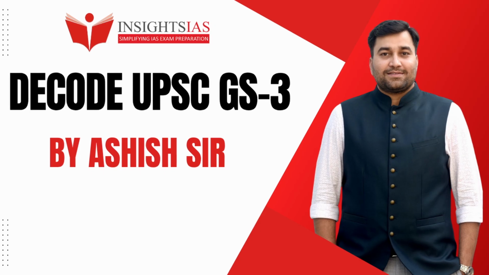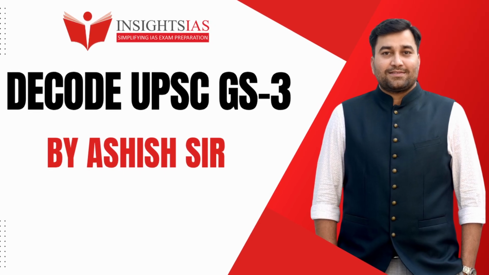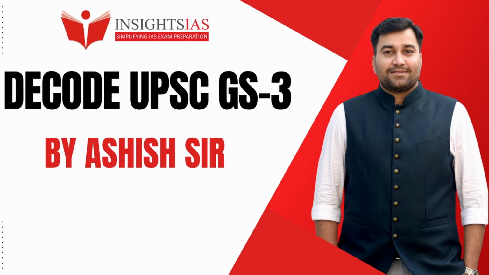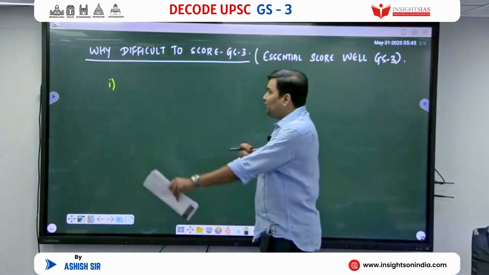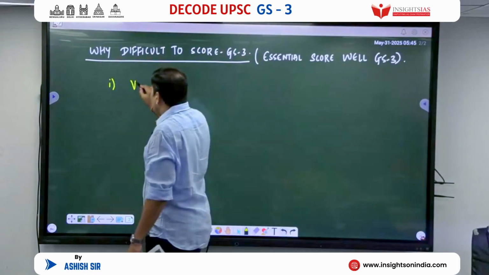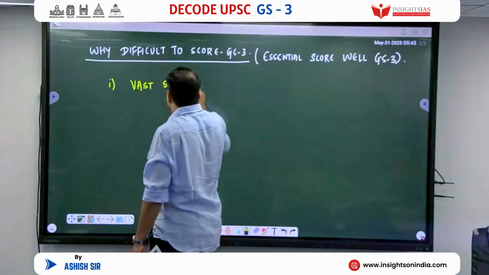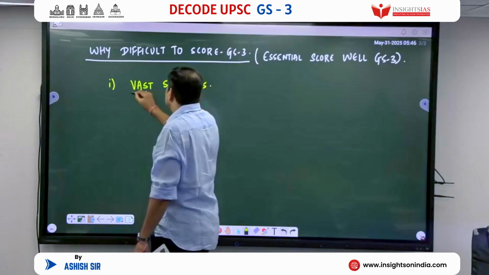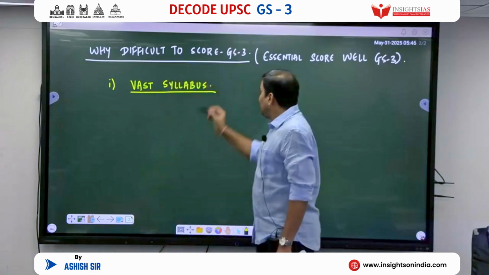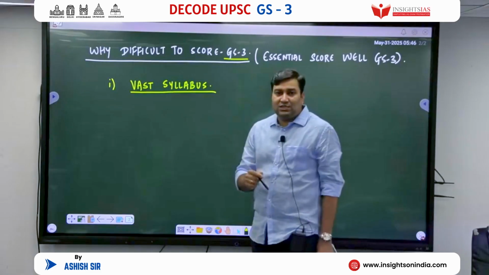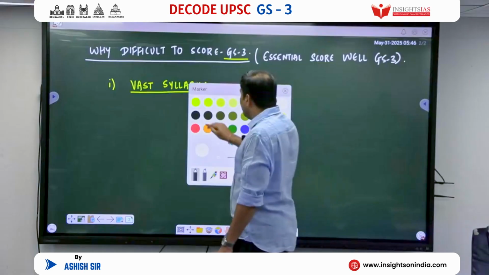What we are going to do today is decode complete GS paper 3: how to prepare and what to prepare. In this context, the first and foremost reason why students score less is the vastness of the syllabus. The syllabus for GS paper 3 is very vast. When I say this, what I mean is very simple.